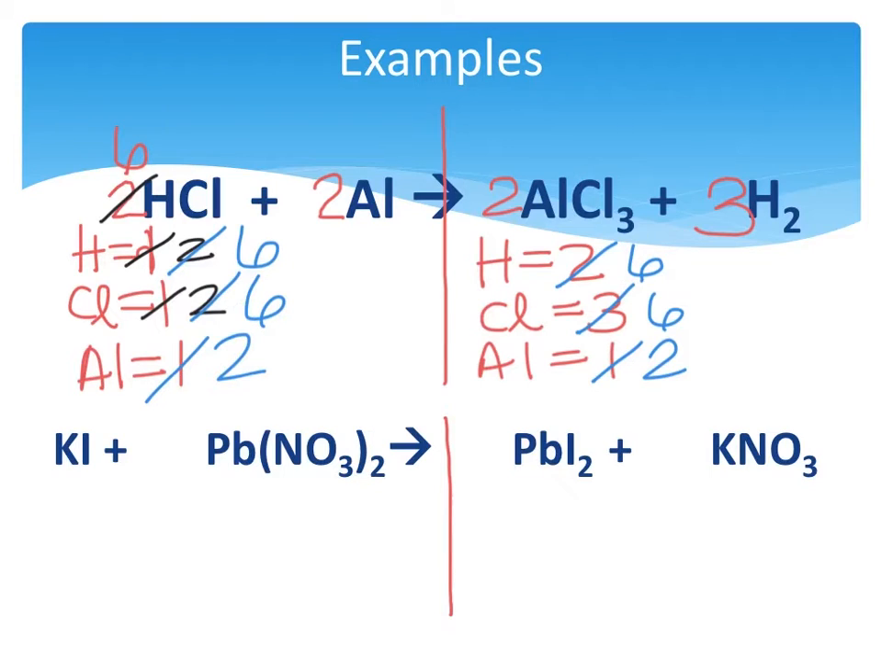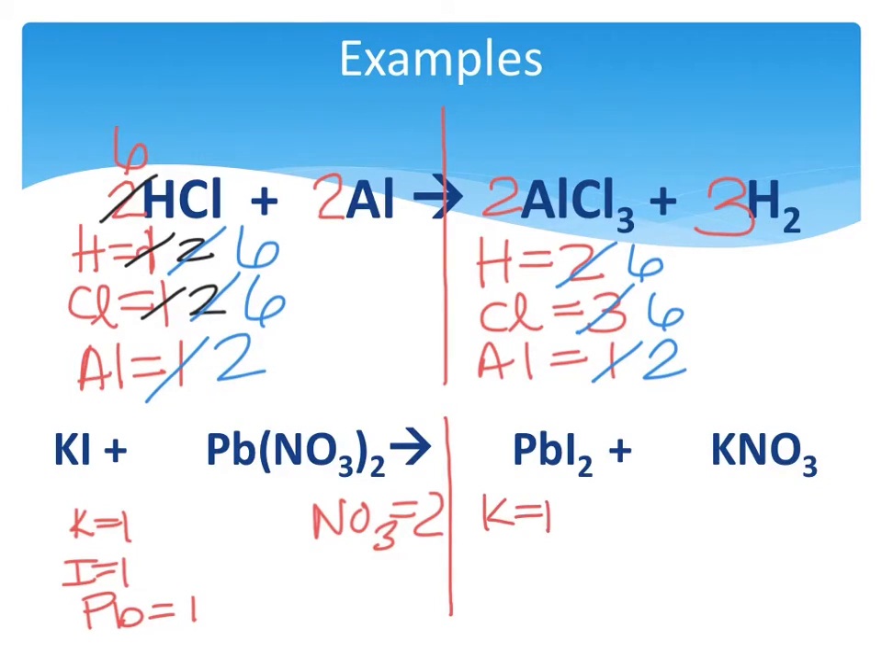So the first count is, what's my potassium? Potassium equals 1. My iodine equals 1. My lead equals 1, and my NO3 equals 2. Right? There's 2 of them right here. Now, let's go on the other side. We have 1 potassium, 2 iodines. So that's iodine equals 2, lead equals 1, and NO3 equals 1.